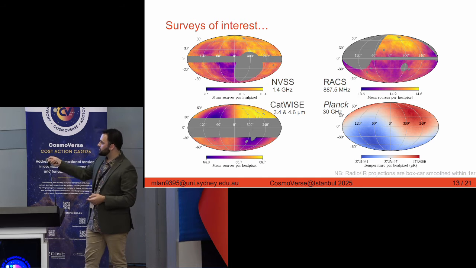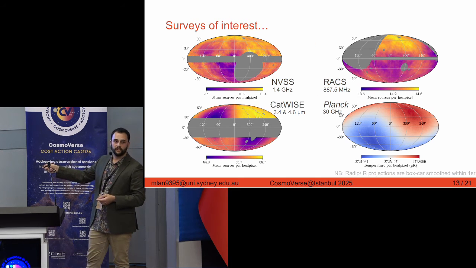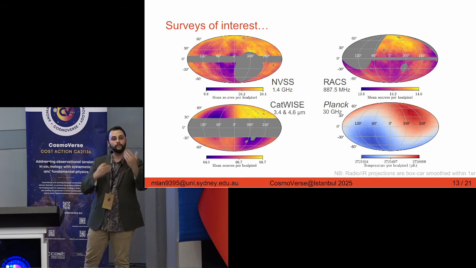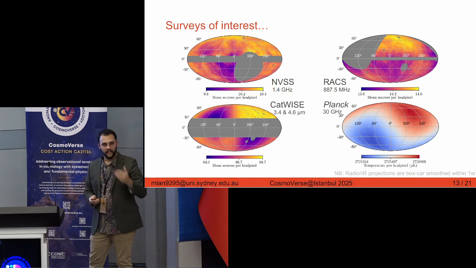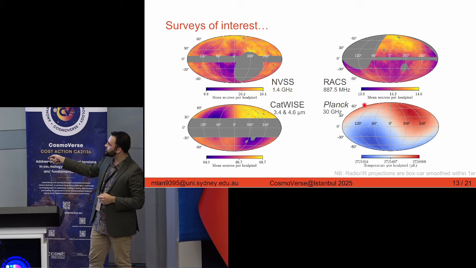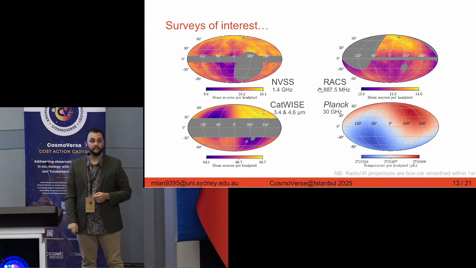These observations, other than Planck, the other surveys, they've been smoothed, boxcar smoothing within 1 steradian, so that we as humans can see the large-scale structure. And we can instantly see that we're going to get tension. We're going to get problems comparing these to Planck. Planck, we have a very strong dipole. RACS, there's a lot of vertical structure. And in NVSS, if you squint your eyes, you can see a dipole, but there's definitely higher level structure there. And in CatWISE, you have a dipole, and you have a quadrupole as well. So instantly, we're going to get some tension.